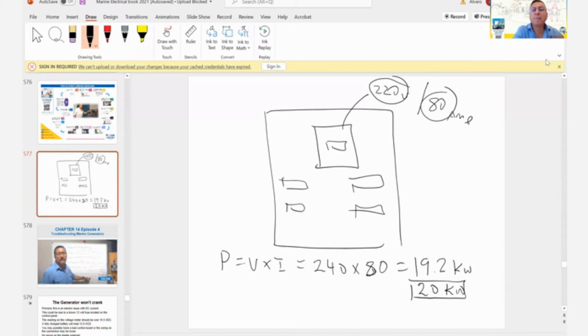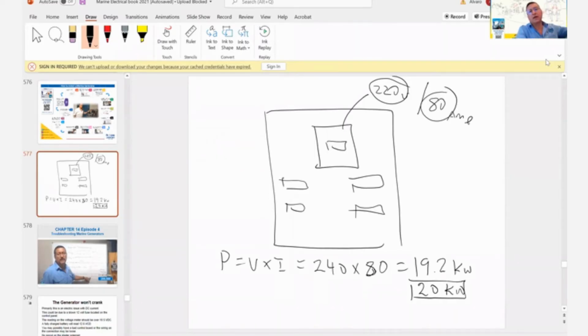Everybody follow me? Yes. That's simple, no? It's not complicated. You need a generator of 20 kilowatts. 20 kilowatts is enough for all the loads that are in the panel at this moment. This is step number one. What is step number two?